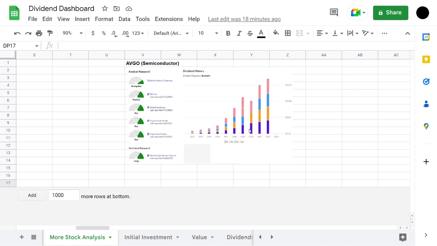Here we go. AVGO dropped a quarter in 2020 as well, but analysts seem to love this stock, as well as the technical research.